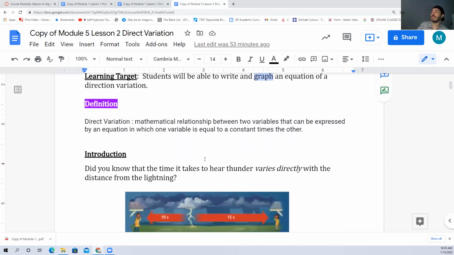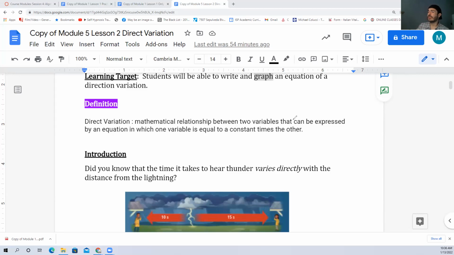Definition, direct variation: a mathematical relationship between two variables that can be expressed by an equation in which one variable is equal to a constant times the other. Oh my gosh, that sounds super complicated. It is not. A mathematical relationship is simply an equation or something like it. It's between two variables. A variable is a little bit different than an unknown in that it's going to vary. It is the axes, right? If there's one that's going to be independent, there's one that's going to be dependent, and we can graph them in relationship to each other.